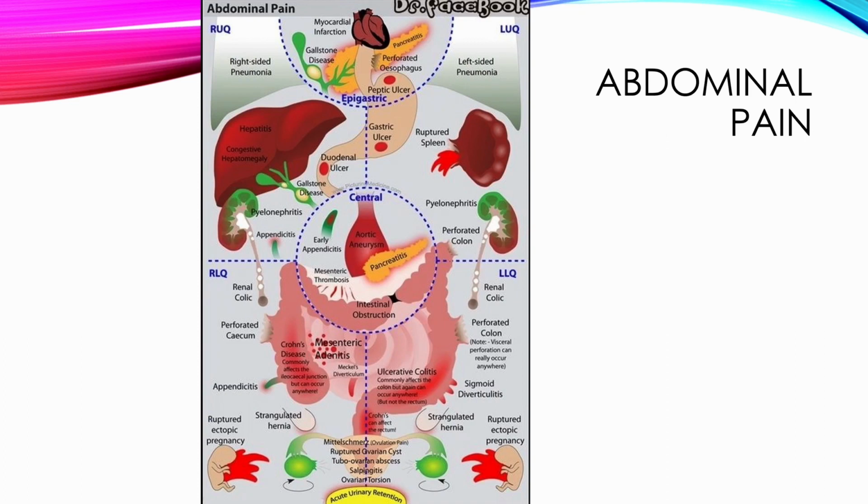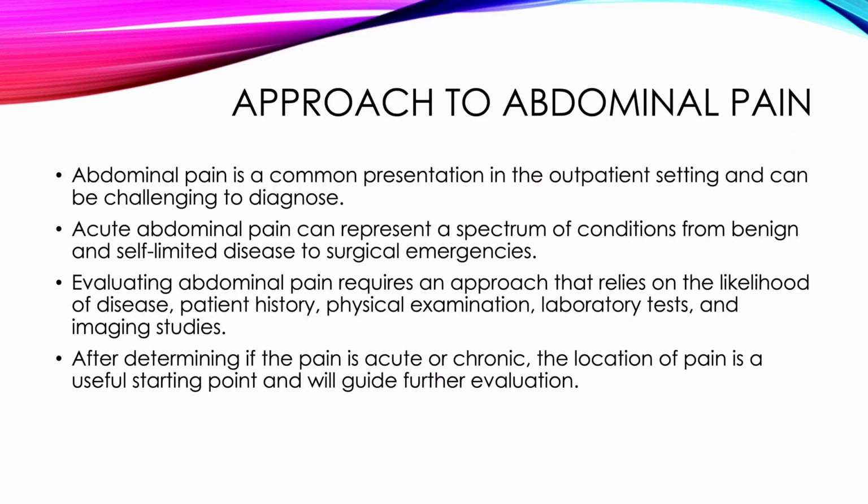And that's why it makes it challenging to assess a patient with abdominal pain. It's very common. It's both outpatient and inpatient. And like we said, it can be very challenging to diagnose. It can represent a spectrum of diseases, from things that are benign and self-limited to surgical emergencies. So that's why it's so important that we know our differentials and we know what to look for.